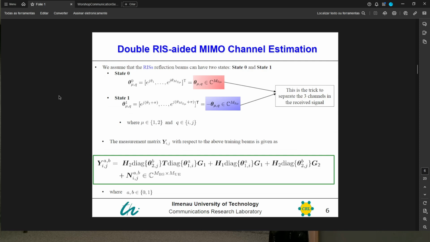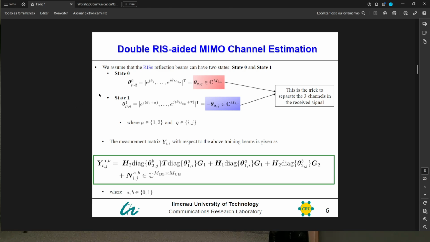Now, the trick we adopt in this work is to assume that each of the RIS can have two phase shifts, that is, state 0 and state 1, where there is a 180-degree phase shift between the two states. This is the trick we adopt to separate these three channels in the received signal. So the measurement with respect to these two states is given here, where A and B can be either state 0 or state 1.